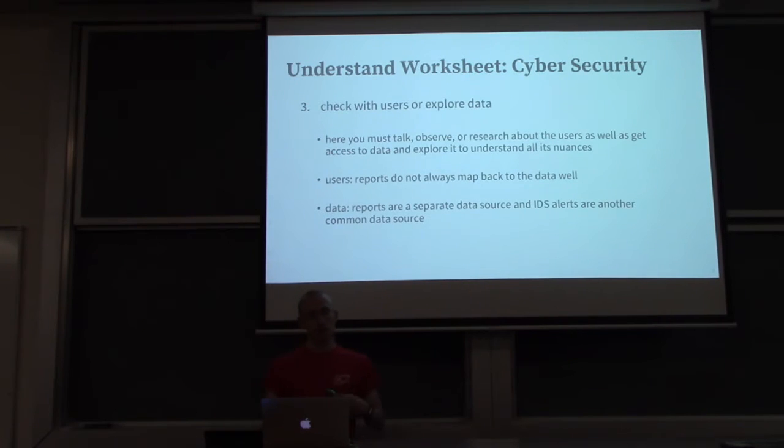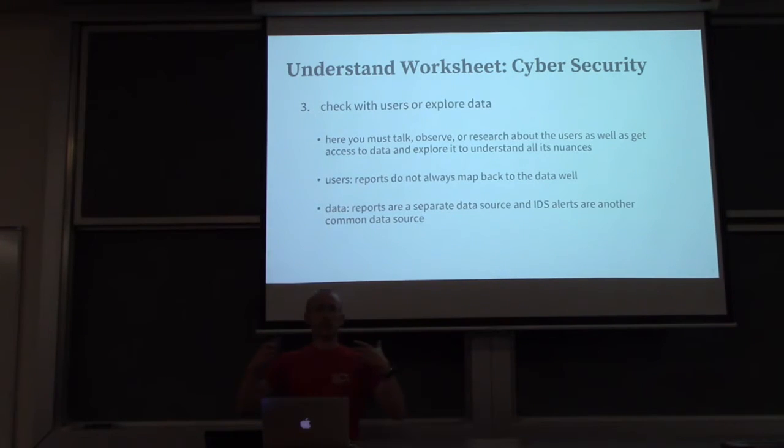This third box is about checking with the users that you have access to, or that you can research, talk with, observe, or exploring the data set that you have access to. All of this is about trying to understand both the users and the data that they're trying to work with. So for my project, these users use report data, but they don't always map back to other data sets very well. And then on the data set side, they had these reports, which are a separate data source. And they also often used IDS alerts with some of the users. Those are two very common data sources that we wanted to think about combining.